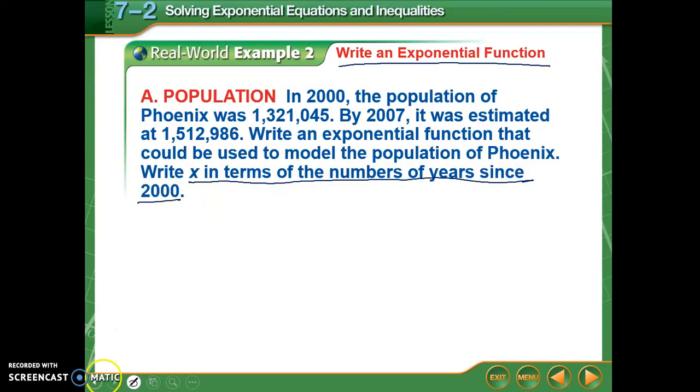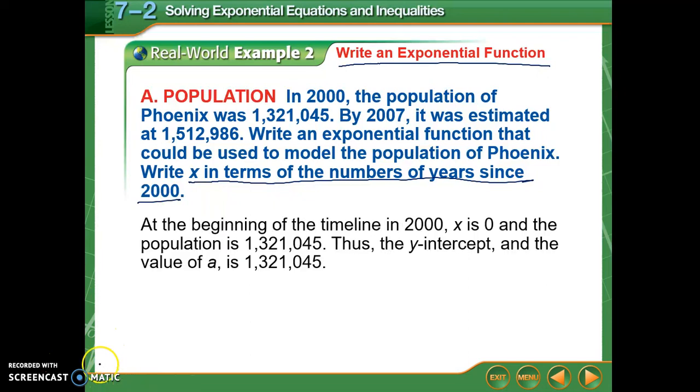X, notice, is the number of years since the year 2000. All right, in order to do this, we have to analyze what we have. So the beginning of our timeline is 2000. At the year 2000, x is equal to 0, because they're telling us that x is how many years have passed since the year 2000. So 2000 is like our starting point.